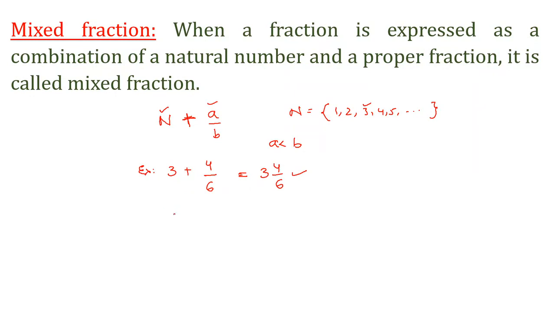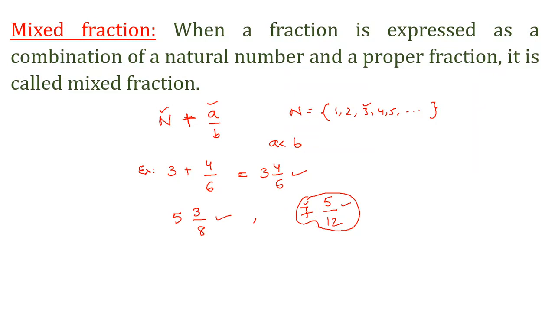Okay, now I am taking another example. Take any natural number here. I am taking 5 and writing a proper fraction, 3 by 8. So this is also a mixed fraction. One more example, 7, 5 by 12. 7 is a natural number, 5 by 12 is a proper fraction, so 7, 5 by 12 is also a mixed fraction. Mixed means we are mixing a natural number with a proper fraction. So this is called a mixed fraction.